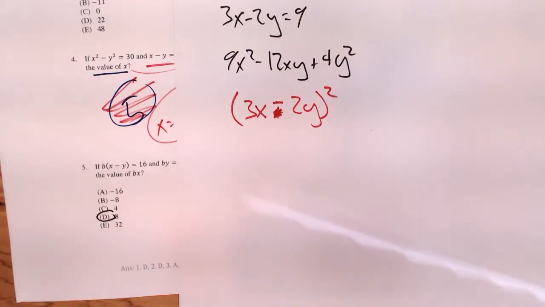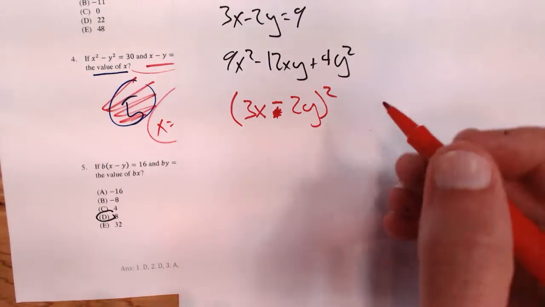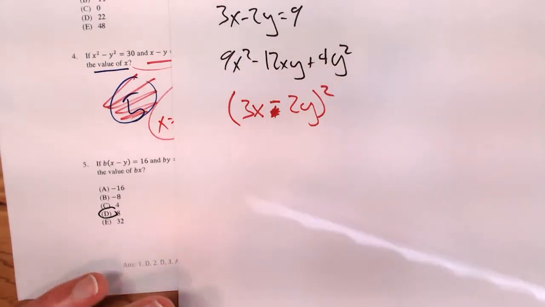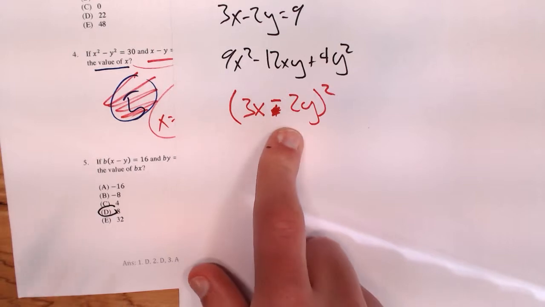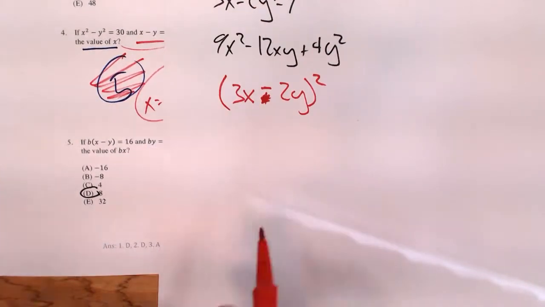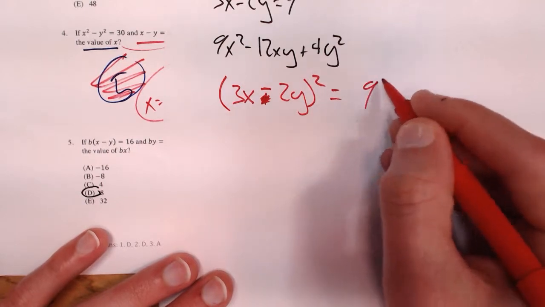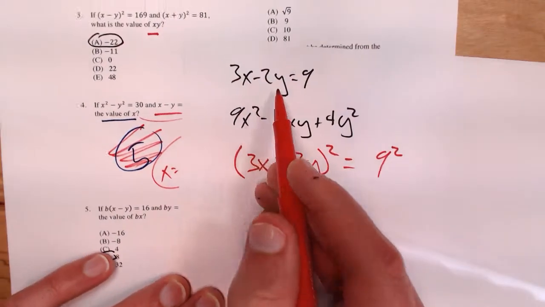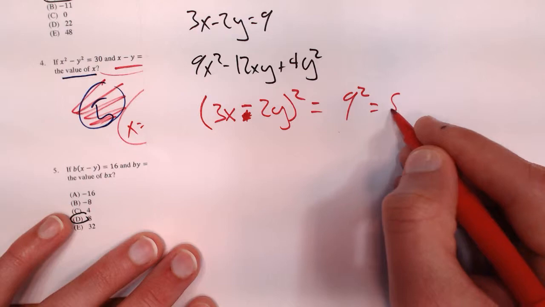If you have time, give it a shot and make sure it works. I'm pretty confident this works. So it should be 3x minus 2y squared is equal to this. They're equivalent. So if that's true, notice that this is just this squared, and we already know this actually. So this must equal 9 squared, because this is the same as 9. They're equivalent, which equals 81.